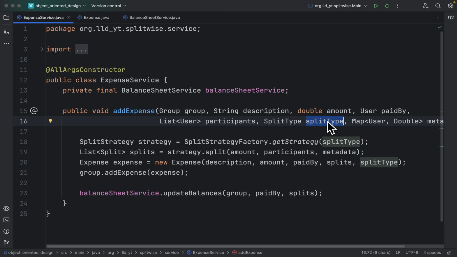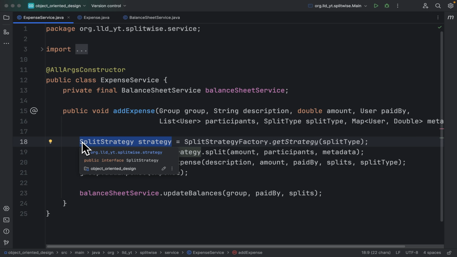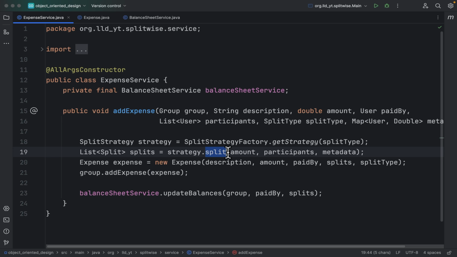And if the user has, let's say, selected equal split criteria, in that case, I am telling my factory to create the object of equal split. Once I get the strategy of equal split, I am just calling the split function of the strategy object, and accordingly my strategy will be dividing that amount and returning the list of splits. And this list of splits would be used in creating this expense object. Okay, and finally this expense object would be added into the group.